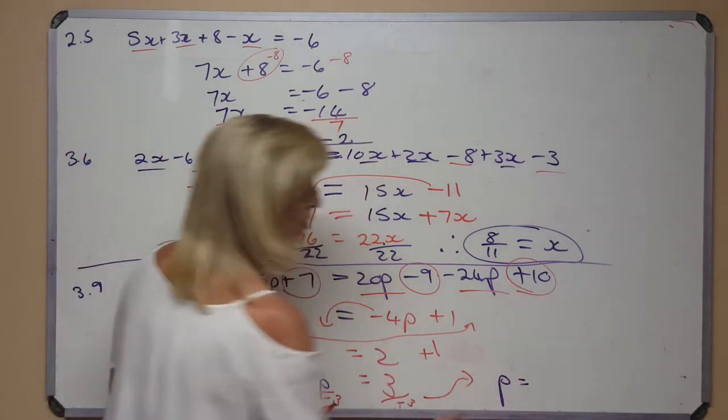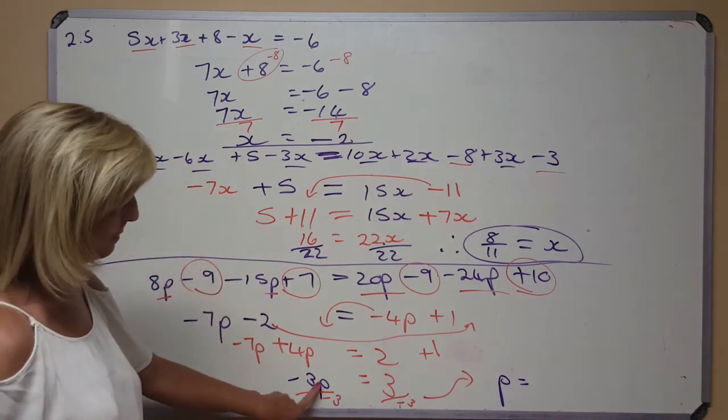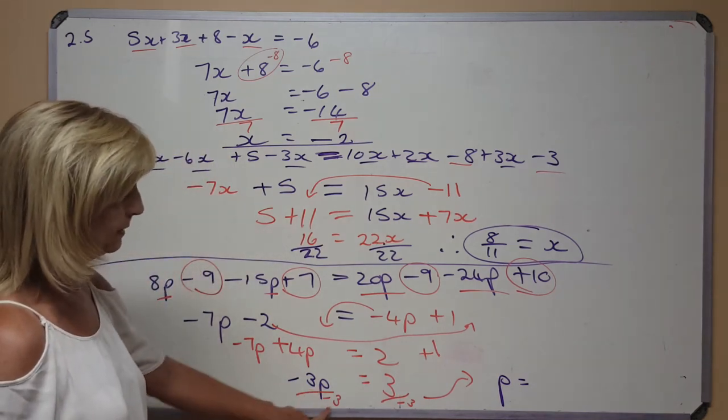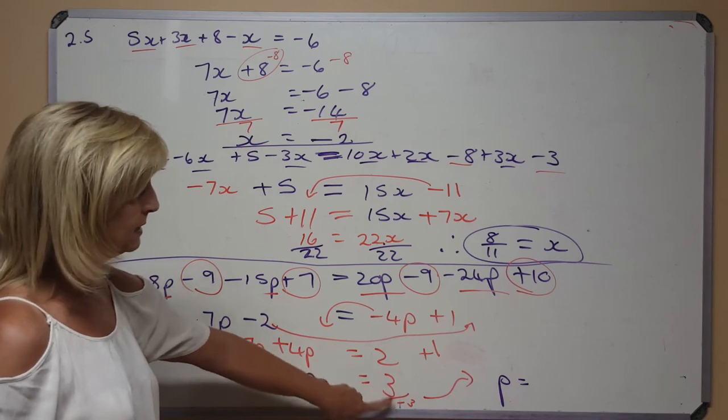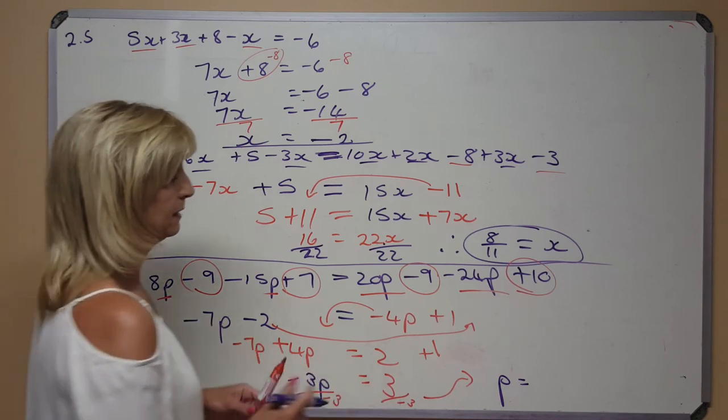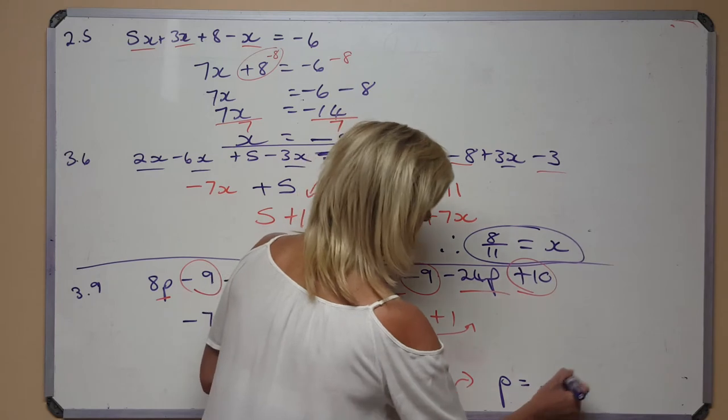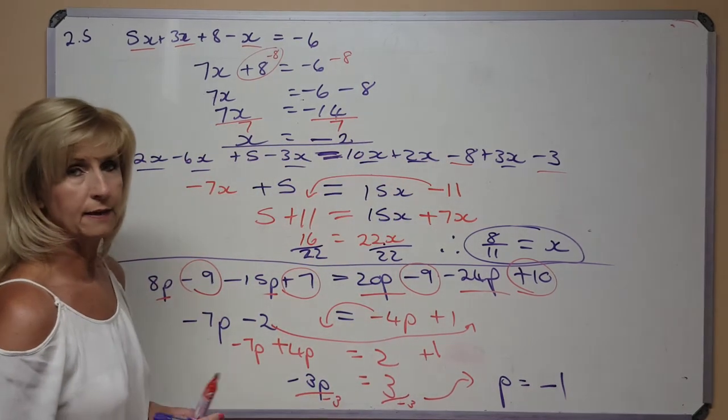I've got p alone, that's mission accomplished. Ek wil die p alleen kry, want hy is gemaal met min 3, dan deel ek met min 3. Dan deel ek met min 3 en 'n plus gedeel deur 'n min is 'n min en 3 gedeel deur 3 is 1. So die antwoord is minus 1.